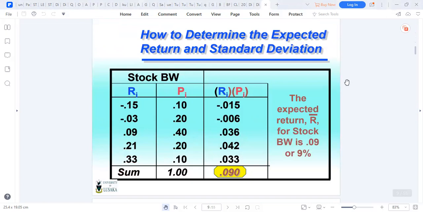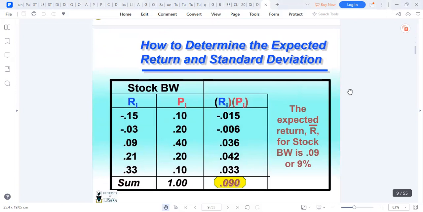So now you need to follow me closely. How do we calculate the standard deviation? How do we calculate the expected return? We're looking at a stock called BW. This stock has returns as follows: negative 15%, negative 3%, 9%, 21%, and 33%. This is the return in terms of percentages. And the probabilities of these particular returns occurring are 10%, 20%, 40%, 20%. So these are the probabilities.